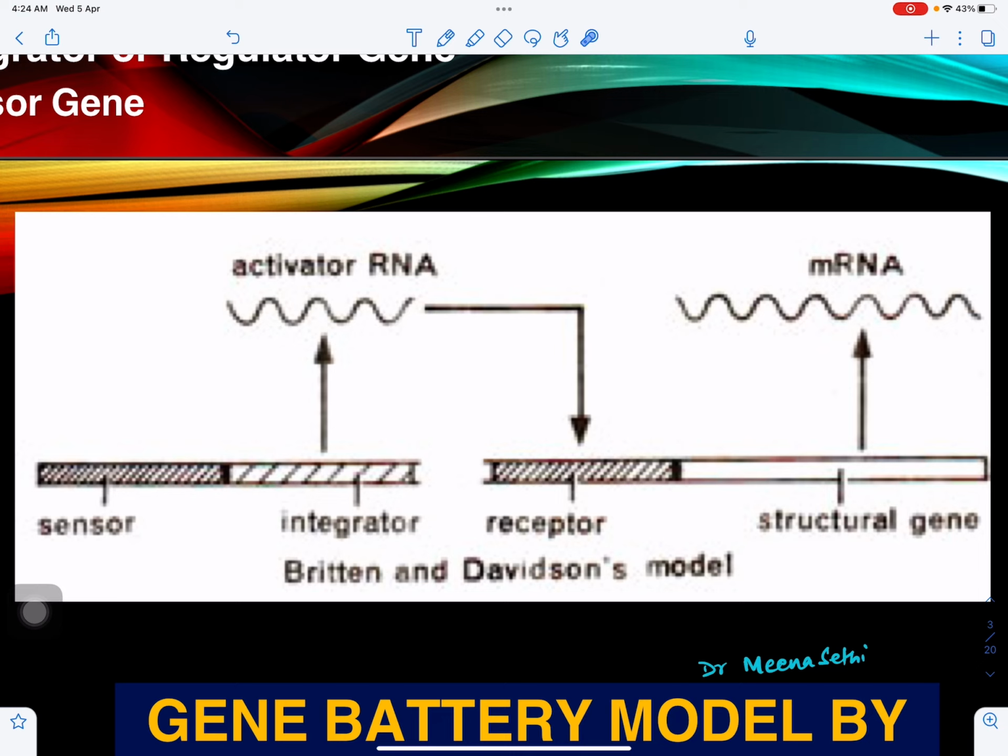Repetition of the receptor site ensures that the same activator will recognize all these genes and several enzymes of one pathway which are being simultaneously synthesized. So this also explains that there is repetitive DNA in eukaryotes. The repetition of integrator and receptor genes will help that repetitive DNA to function. So this is all about regulation of gene expression in eukaryotes.